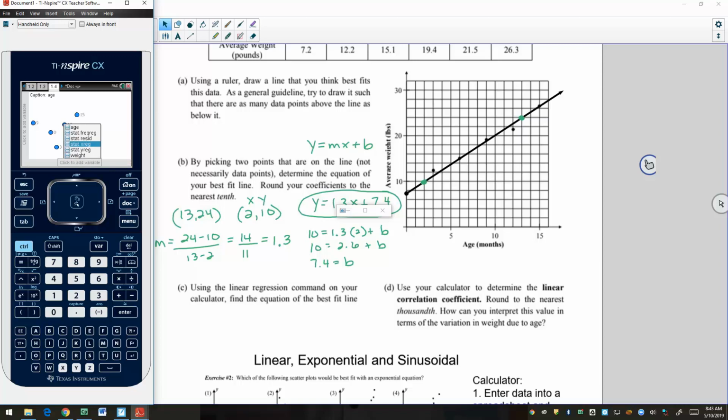We wanted age on the bottom, so I'm going to choose my age. And then on the side, we wanted weight. I called my second column weight. Now you should get a scatter plot very similar to the one they already drew for you. So now we want to find the line of best fit, which is the regression line.